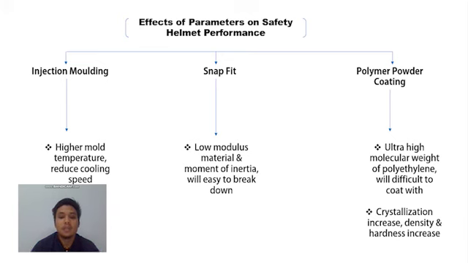For the last process, which is the polymer powder coating, the parameter that can give the most effect to the performance is the weight of polyethylene. This is because ultra high molecular weight polyethylene is an extremely difficult material to coat, as it is rubbery and chemically very inert. For crystallization, this parameter can also give a strong effect on material properties. This is because increasing crystallization will increase the hardness and the density of the material.